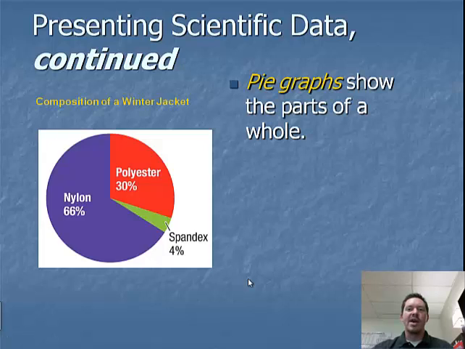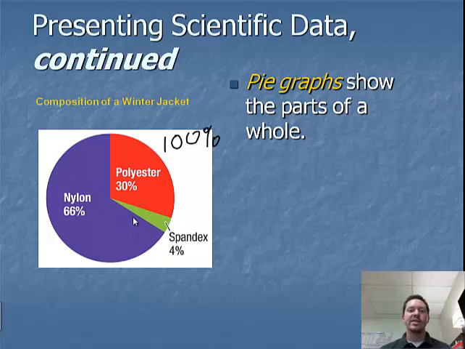The next thing we have are pie graphs. With a pie graph we show parts of a whole. This particular example shows the composition of a winter jacket. If we add this up, 66 plus 4 plus 30, this is going to equal 100%. So a pie graph is a good way to show this data when there's 100% of it.